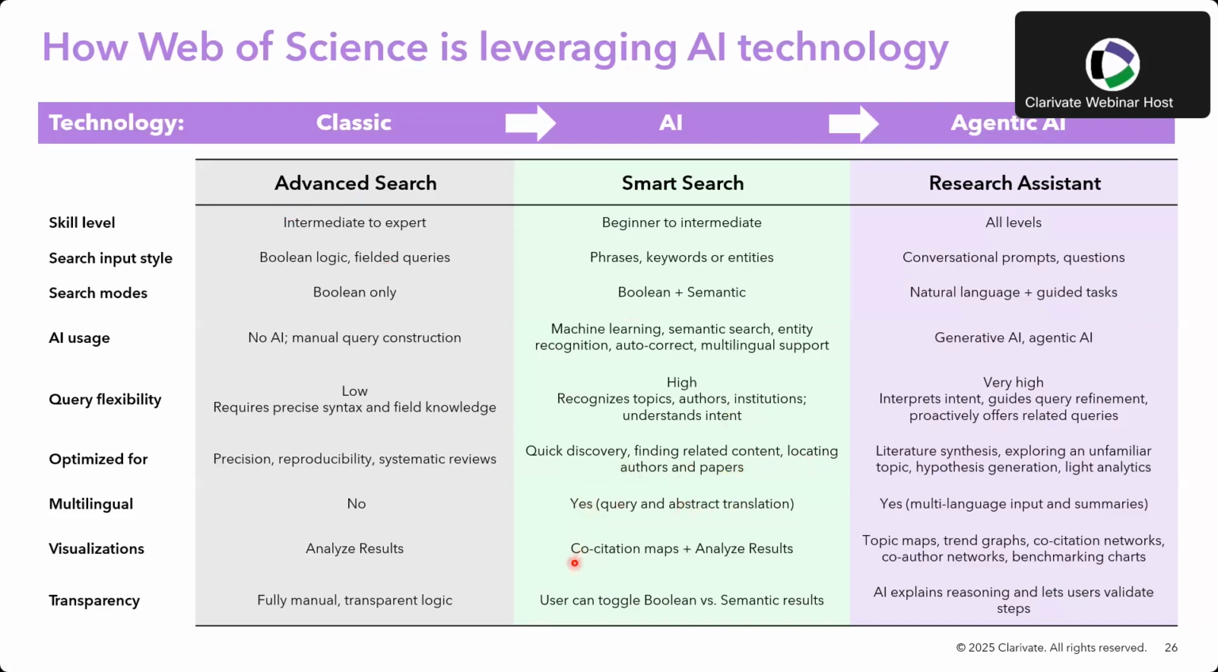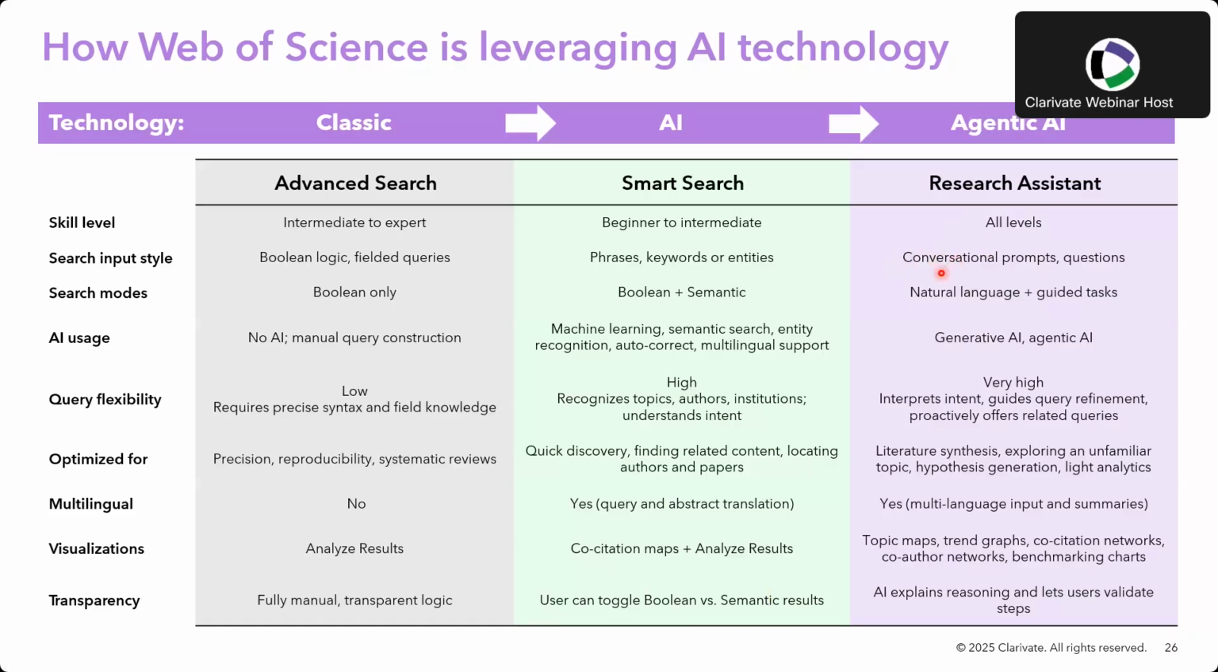Supporting multilingual query and abstract translation, the visualization that you can benefit from the search, co-citation map, and analyze results that you already have in the advanced search. And you can toggle, in terms of preference, combine Boolean and semantic, or just focus on Boolean, or just focus on semantic results. Then you have the research assistant.